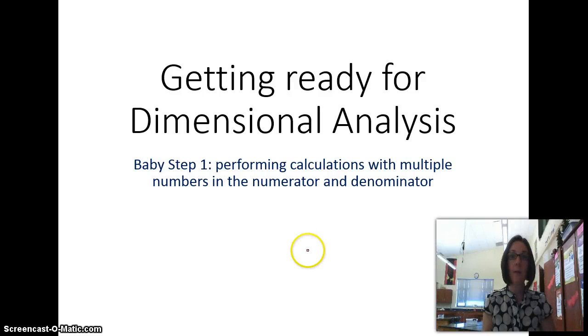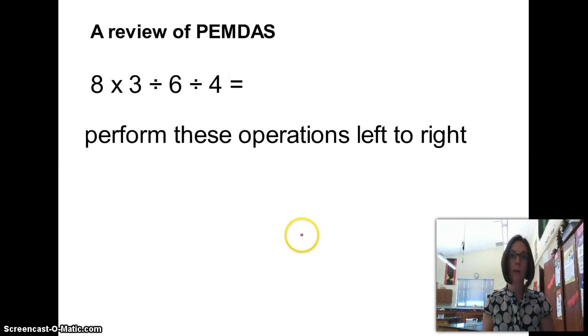This video is called Getting Ready for Dimensional Analysis. It's baby step 1, which is performing calculations that have multiple numbers in the numerator and denominator of a somewhat complex fraction. So quickly we're going to review PEMDAS. If you had a linear expression like this, you would perform these operations left to right.